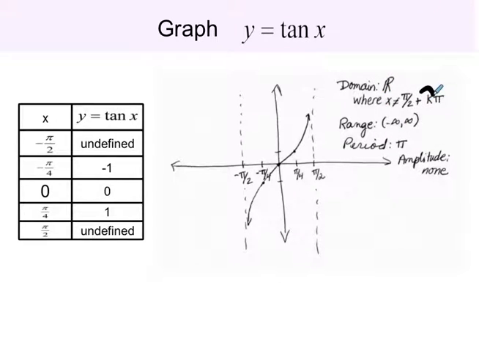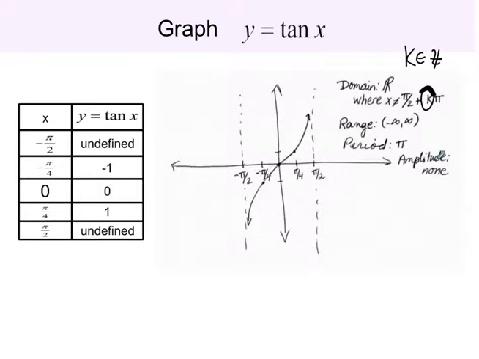K is an integer. And as long as we can all agree that k is an integer, I'm not going to make you write it every time. But every time I go out one period away from pi over 2, I'm going to have another asymptote. So it's the domain everywhere except where there's an asymptote. And then the range is negative infinity to infinity.